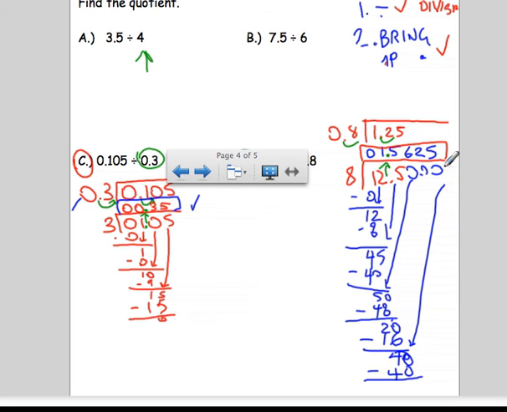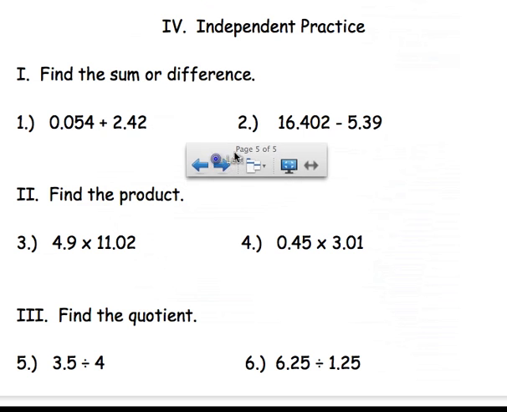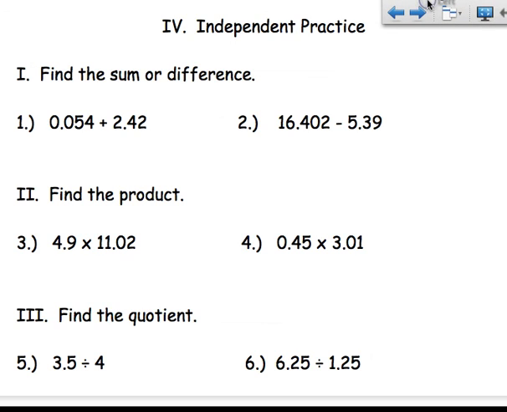Now it's your chance to check for independent practice. You have 6 problems here that I'd like you to complete. Submit your answers afterwards. If you do well, you should be ready for Objective Assessment 2A.1. Good luck.